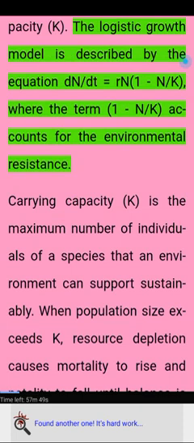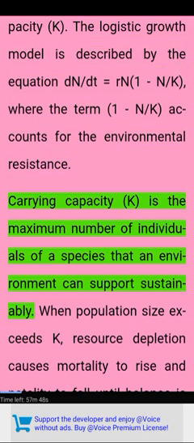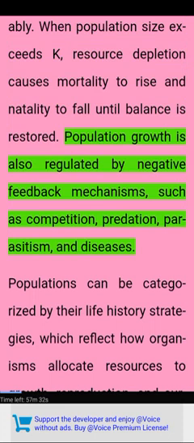The logistic growth model is described by the equation dN/dt = rN(1 - N/K), where the term (1 - N/K) accounts for the environmental resistance. Carrying capacity K is the maximum number of individuals of a species that an environment can support sustainably. When population size exceeds K, resource depletion causes mortality to rise and natality to fall until balance is restored. Population growth is also regulated by negative feedback mechanisms, such as competition, predation, parasitism, and diseases.